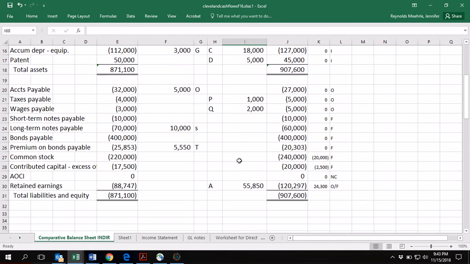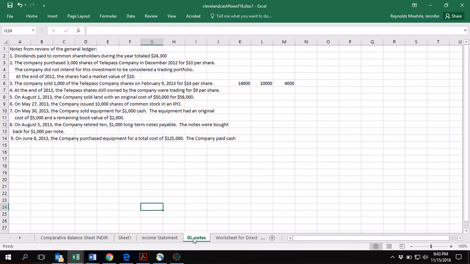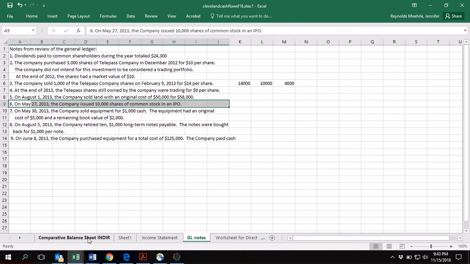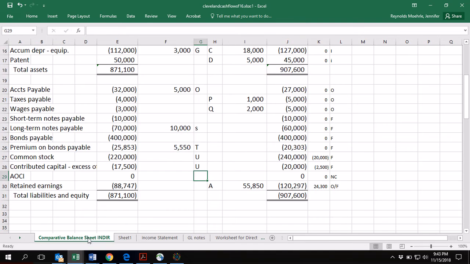Now we've got really just a couple of items left. We've got common stock and contributed capital increased by like 22,500. Let's look in the general ledger and see what that is. Looking for something that would change common stock, make it bigger, which sounds like some kind of IPO or issue of stock. Here we go. Item number 6, they issued 10,000 shares in an IPO. All right, we can go with that.